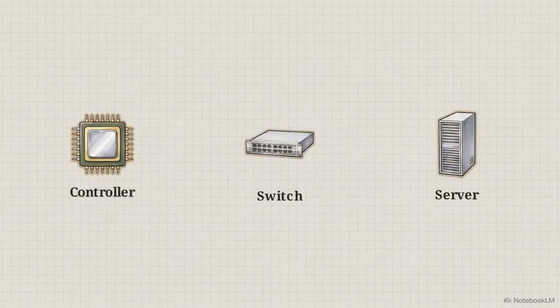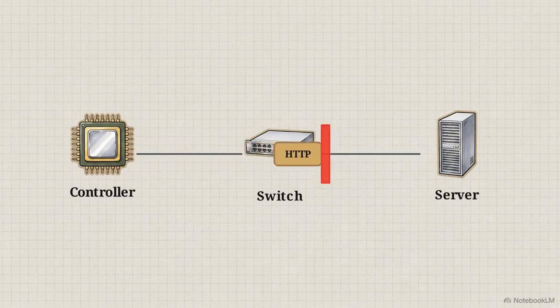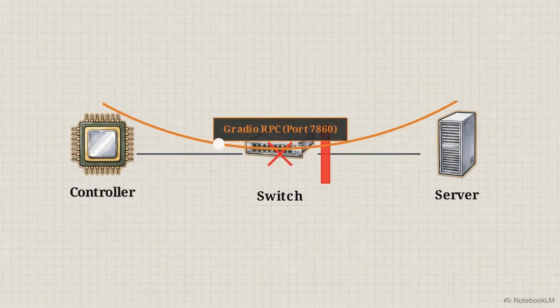This flowchart illustrates the architectural pivot to fix routing. The server kept throwing raw HTML at the controller, causing crashes. To bypass this, architecture forces communication through a secure Gradio remote procedure call tunnel.